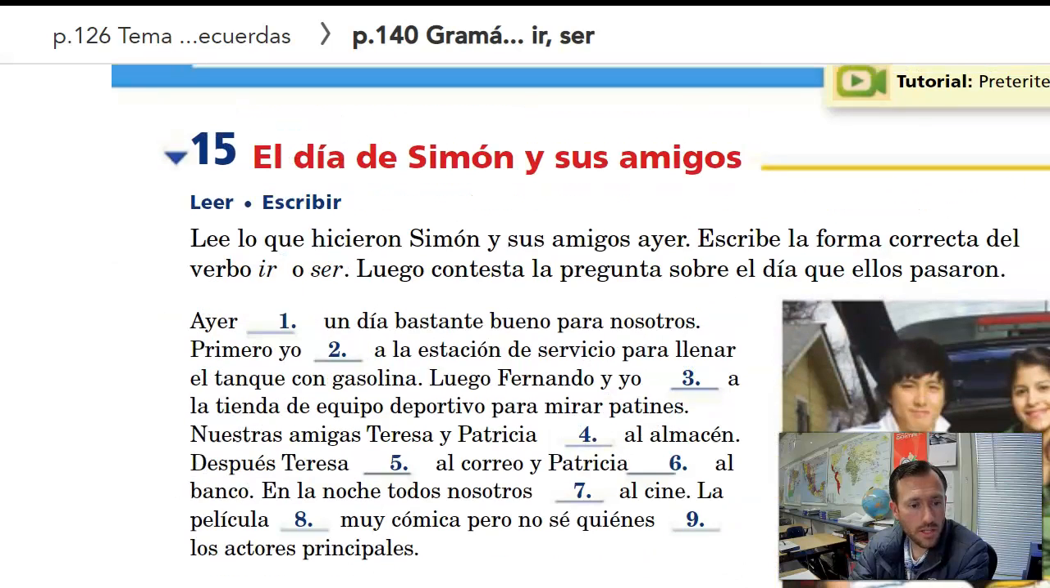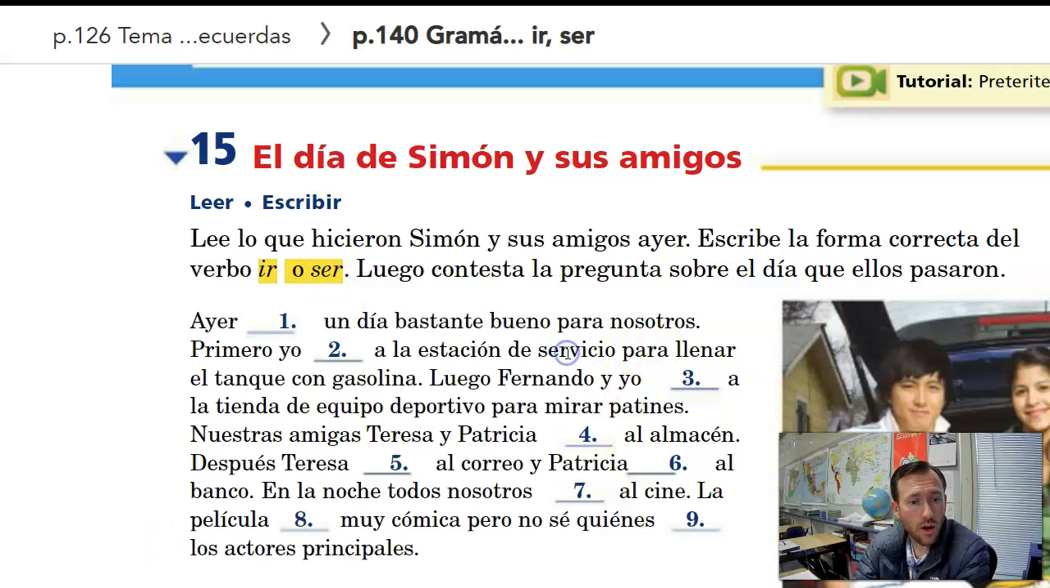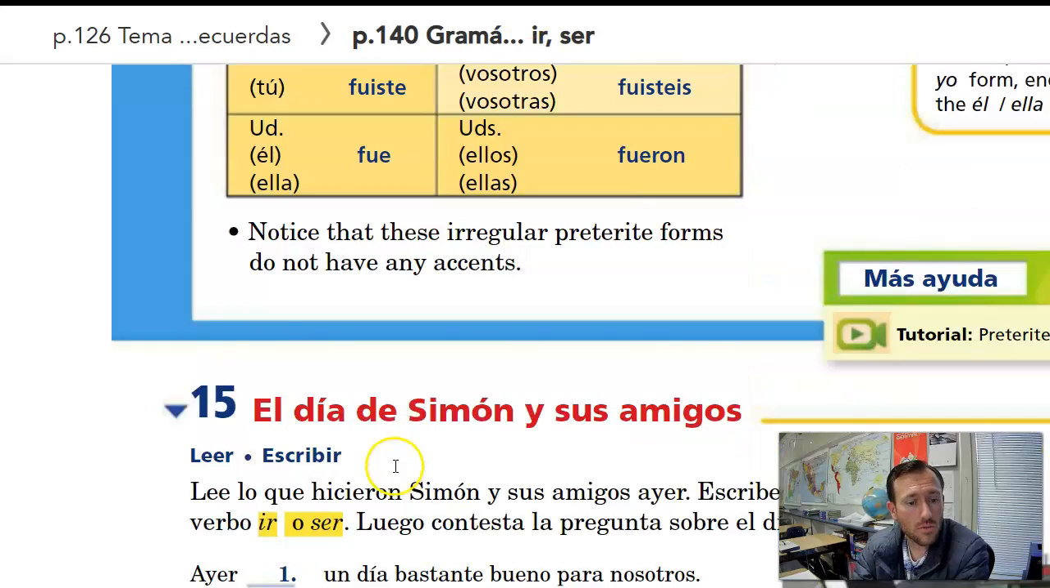So we're going to do exercise 15 as practice. There's 3 things I want you to do for this exercise. For each of the blanks, I want you to determine whether the verb ir or ser should be used. I want you to tell me why the verb ir or ser is being used. What are the context clues? And then what's the correct form of whatever verb you choose, ir or ser. They're going to have the same conjugations regardless.